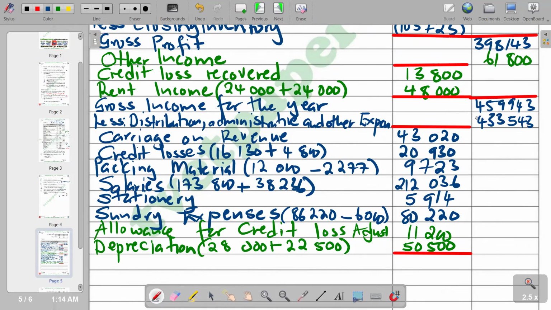And we subtract, remember we're saying less, so we're supposed to subtract. You say your gross income for the year minus your expenses, you're supposed to arrive at your net profit.